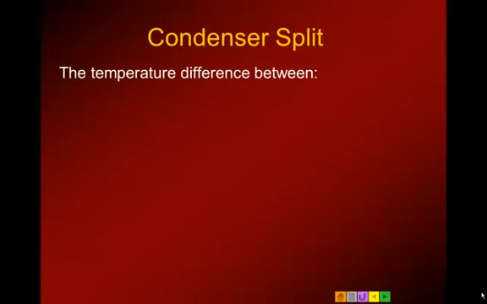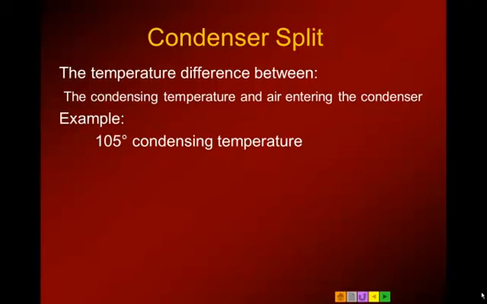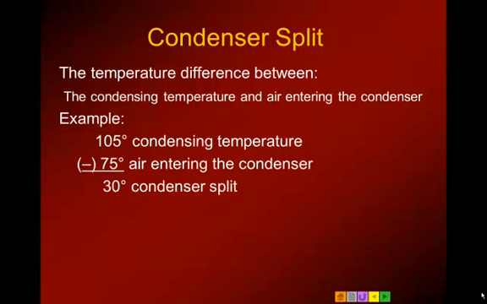Condenser split. That's the temperature difference between the condensing temperature and the air entering the condenser. So here we have our air entering the condenser, and we have our condensing temperature, which is the refrigerant PT relationship temperature. An example, we have 105 degree condensing temperature. We have a 75 degree entering air temperature, and therefore we have a 30 degree condenser split.